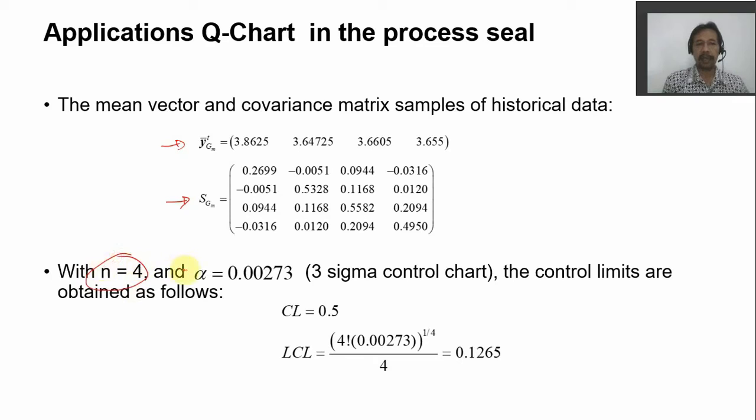For N equal to 4 and alpha equal to 0.00273, this is in line with the 3-sigma control chart. Then the control limit is obtained: the center line is equal to 0.5 and the lower control limit is equal to 0.1265.